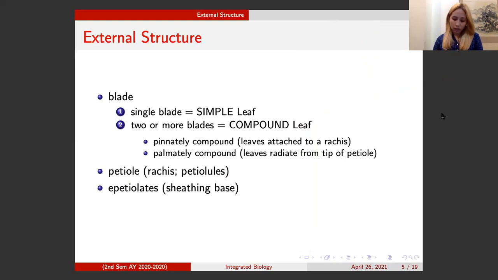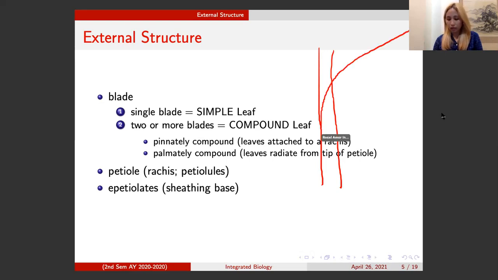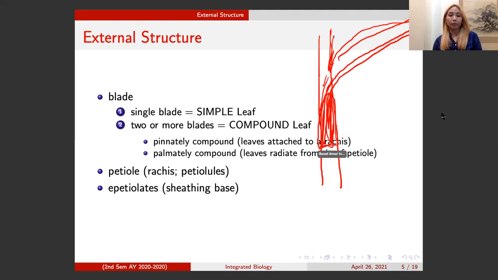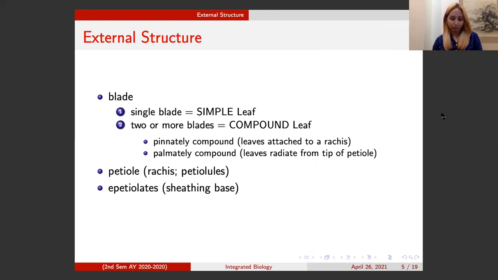So if this is the stem of a monocot, normally you will find an extension of the leaf that goes like this, right? And this extension of the leaf normally looks like it is wrapped around the stem. So this extension of the leaf is what we call the leaf sheath. So a leaf sheath instead of petioles, and these types of plants are what we call epetiolate plants. All right.